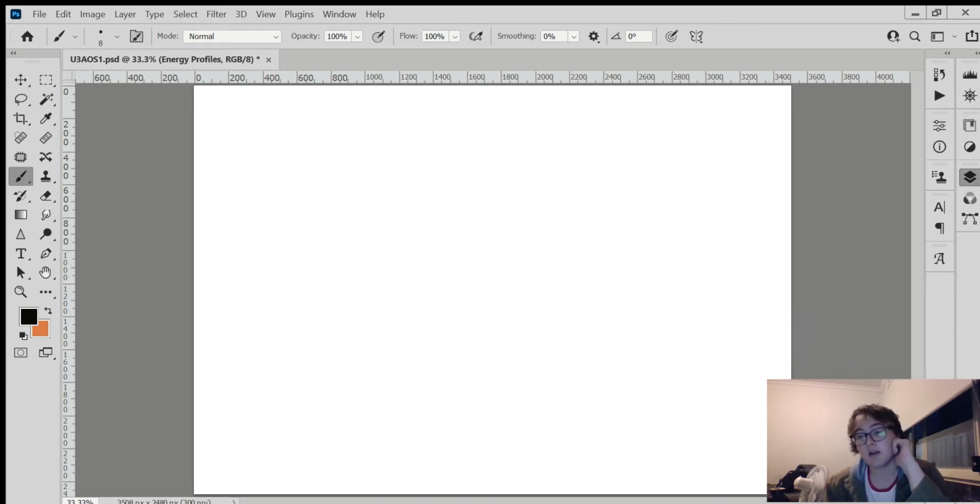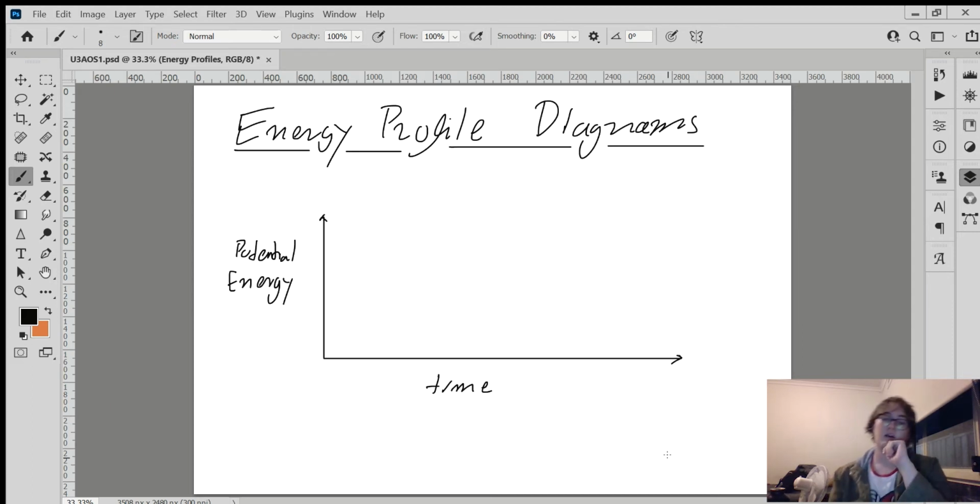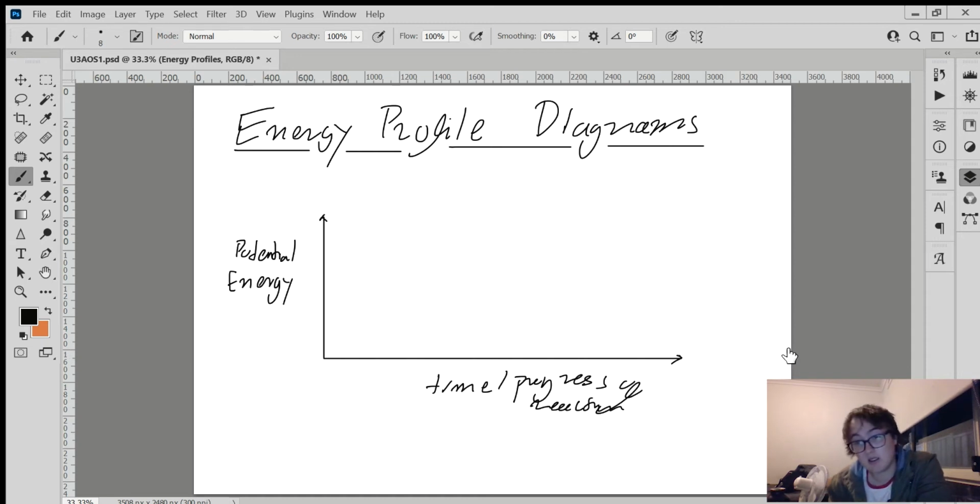Something we probably will get a question about is energy profiles. They're a weird kind of graph, but if you're familiar with them, it makes things a lot easier. So the x-axis is time, or sometimes you see it as progress of reaction. Sorry about the handwriting. So time or progress of reaction, and the y-axis is potential energy, which is to say the energy of the particles.